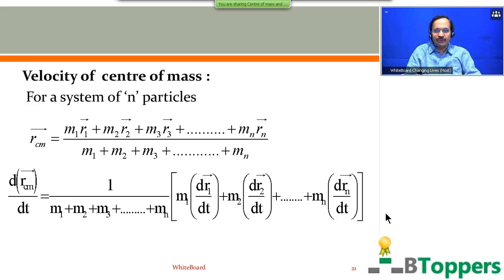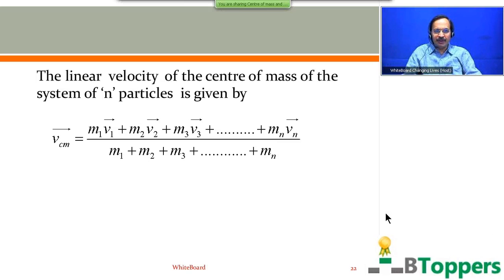Come on, those who are writing the notes, write the equations shown on the screen. In case you need more time to copy the notes, you can take a pause and take your time. I am going to show you the continuation for this.